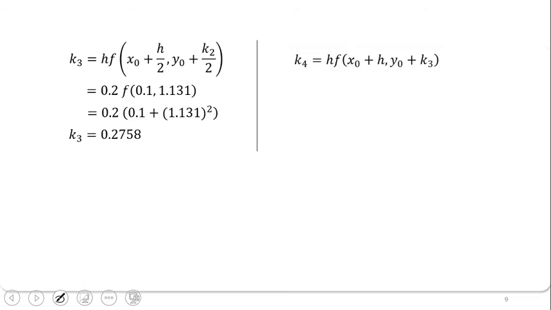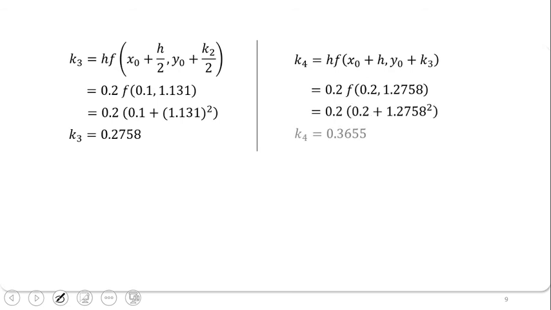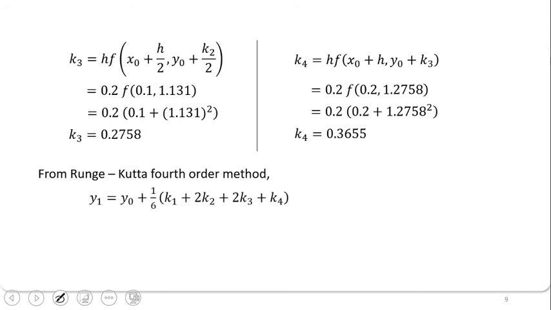Now write down the formula for k4. k4 is h times f of x0 plus h, y0 plus k3. Now substitute the values of h, x0, y0 and k3 here. Then it is equal to 0.2 times f of 0.2, 1.2758. If we simplify this, it will give 0.3655 corrected to 4 decimal places. So k4 is 0.3655.